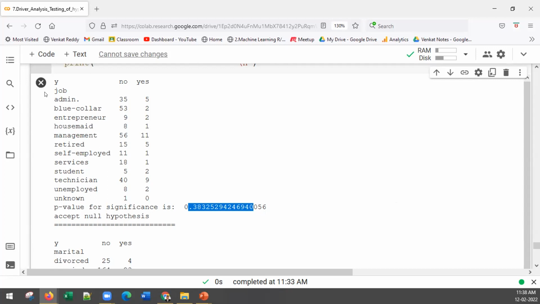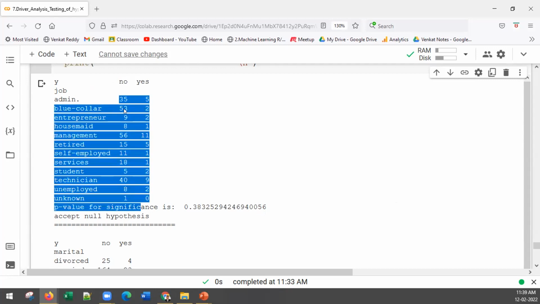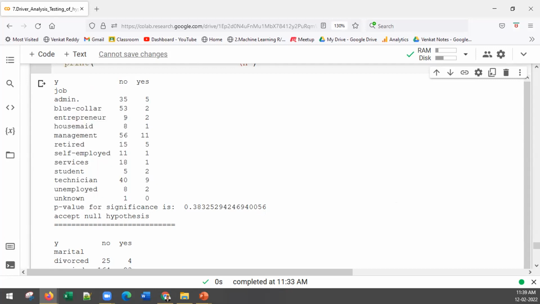So does job type matter? No. A customer buying or not buying is independent. Does it matter? Yes, these numbers are higher and these numbers are lower. Why? Because the whole population distribution is like that. Almost 90% here, 10%, 90, 10, like that. Or let's say 80, 20 kind of thing.